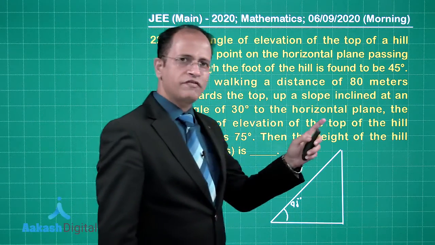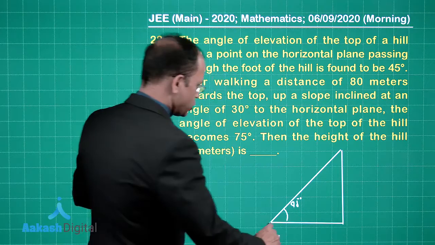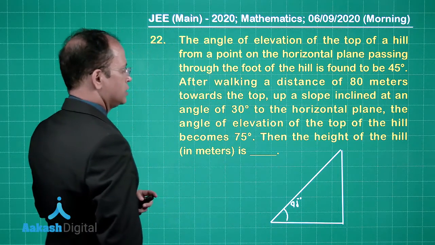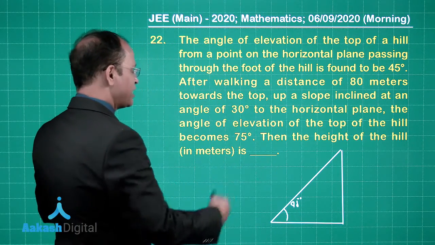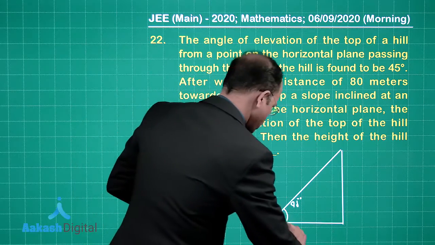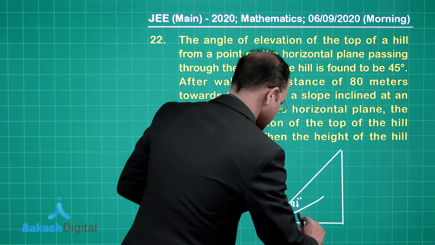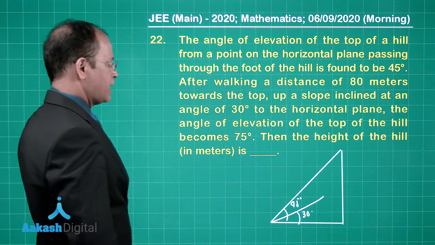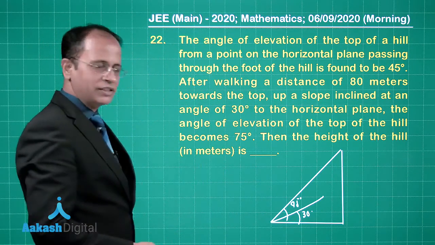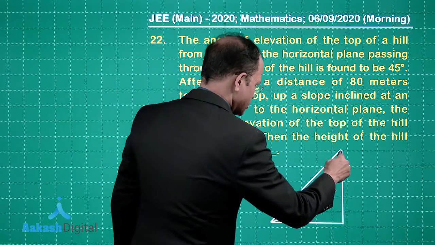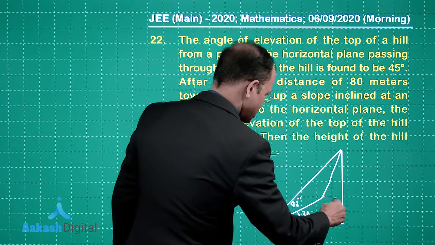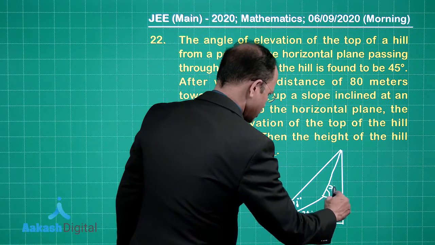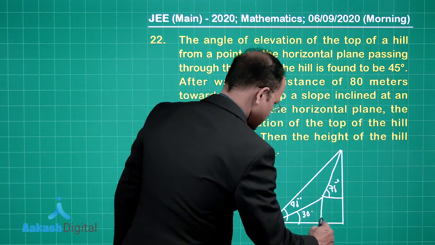After walking a distance of 80 meters towards the top, up a slope inclined at an angle of 30 degree. That means it moves somewhat like this. So this is going to be 30 degree, right? The angle of elevation of the top becomes 75 degree. That means again it changes. So this is coming out to be the 75 degree, right? So this is the diagram we have.